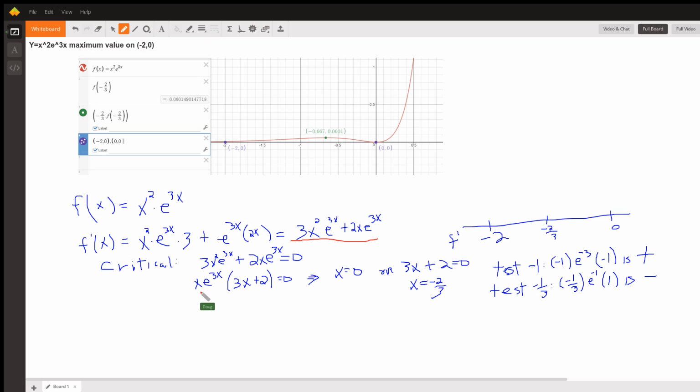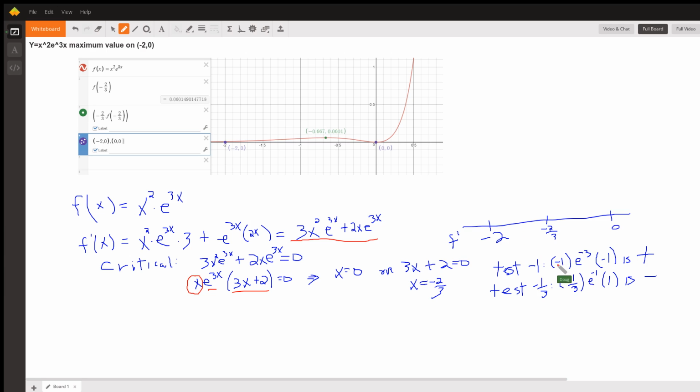So this expression on the left is equal to 0 when any one of these factors is equal to 0. x equals 0. e to the 3x is never equal to 0. But 3x plus 2 is equal to 0 when x equals -2/3. And so what we want to do is test the sign of the first derivative in these intervals. We're only concerned about the interval from -2 to -2/3 and from -2/3 to 0.